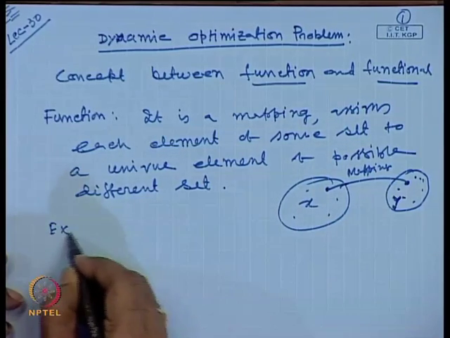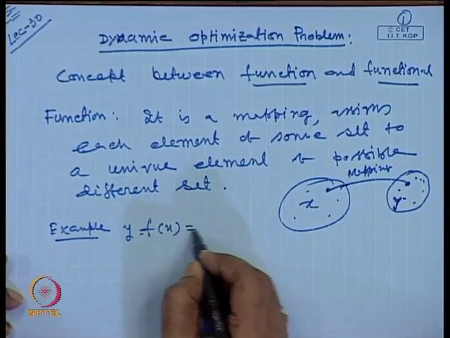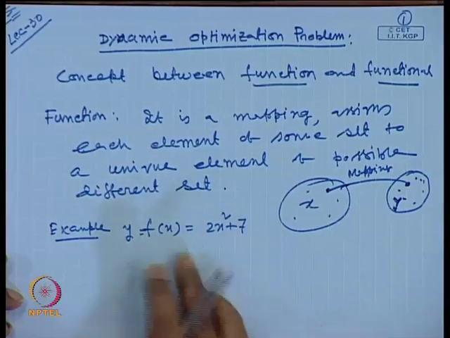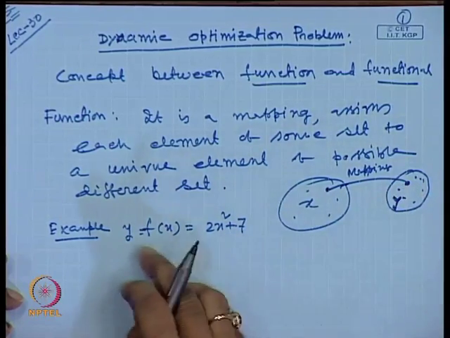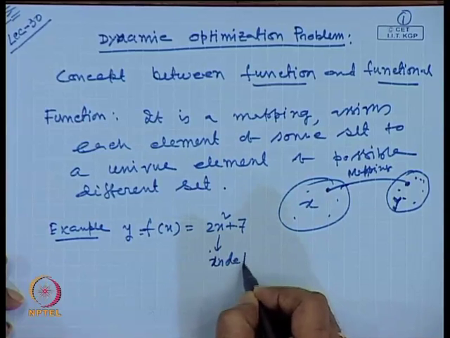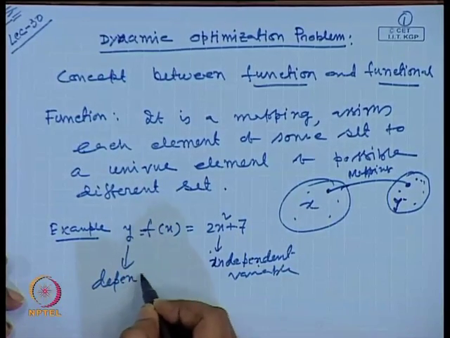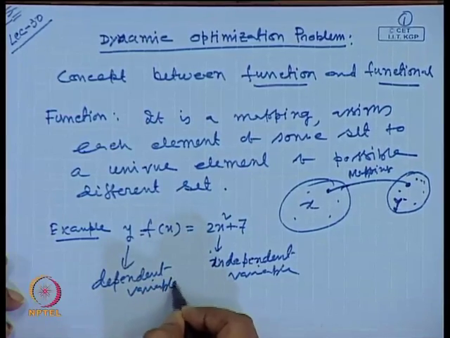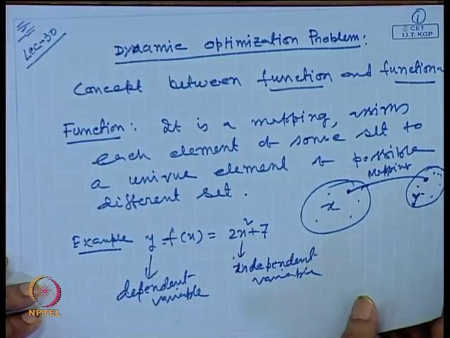In other words, with an example, if you have a function f of x, y equals f of x, which is 2x² + 7, then any value of x is mapped to a value of y in the other set. So, x is the independent variable, and y is the dependent variable. The value of y depends on x. So, this is a function. A function is nothing but a mapping from each element of a set to another set with a unique element. The next is the functional.